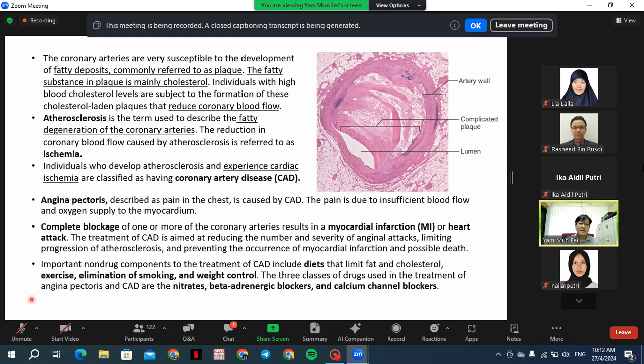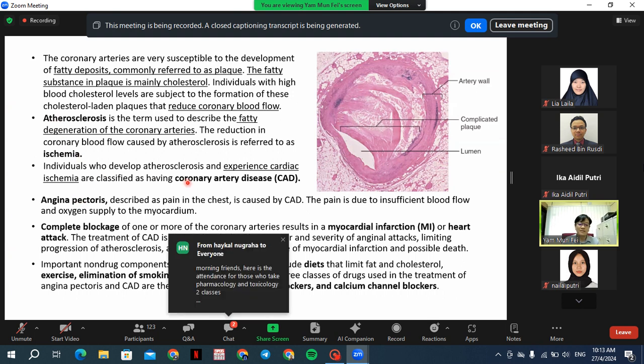So, clear? Then how about angina pectoris? Angina pectoris refers to the symptom of chest pain. These are separate concepts that you should understand carefully. The first is atherosclerosis, the second is ischemia, the third is coronary artery disease, and the last is angina pectoris. What is angina pectoris? Angina pectoris basically refers to chest pain.